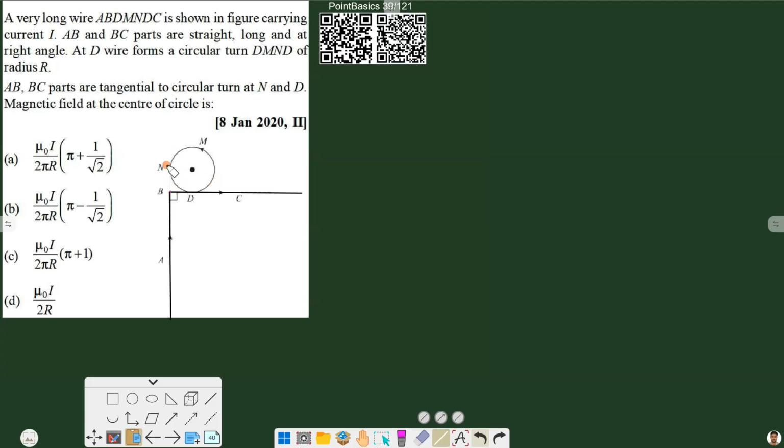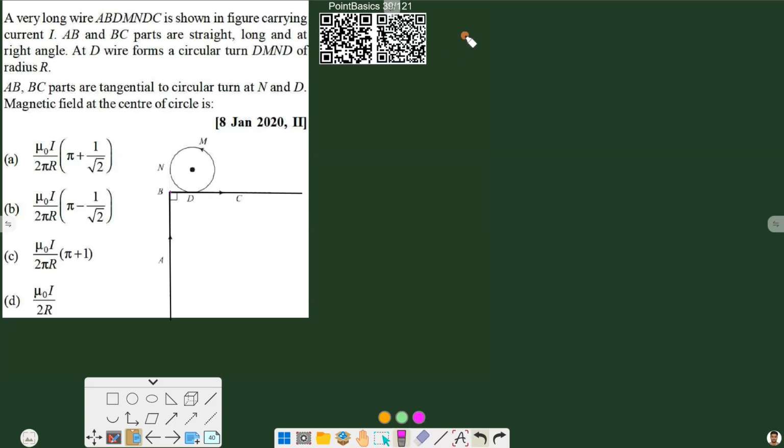Between B and N there is no wire, and now we have a circular path, a circular form of wire, D, M, N, and like that. So what we will do here, we will use two formulas to solve this question.